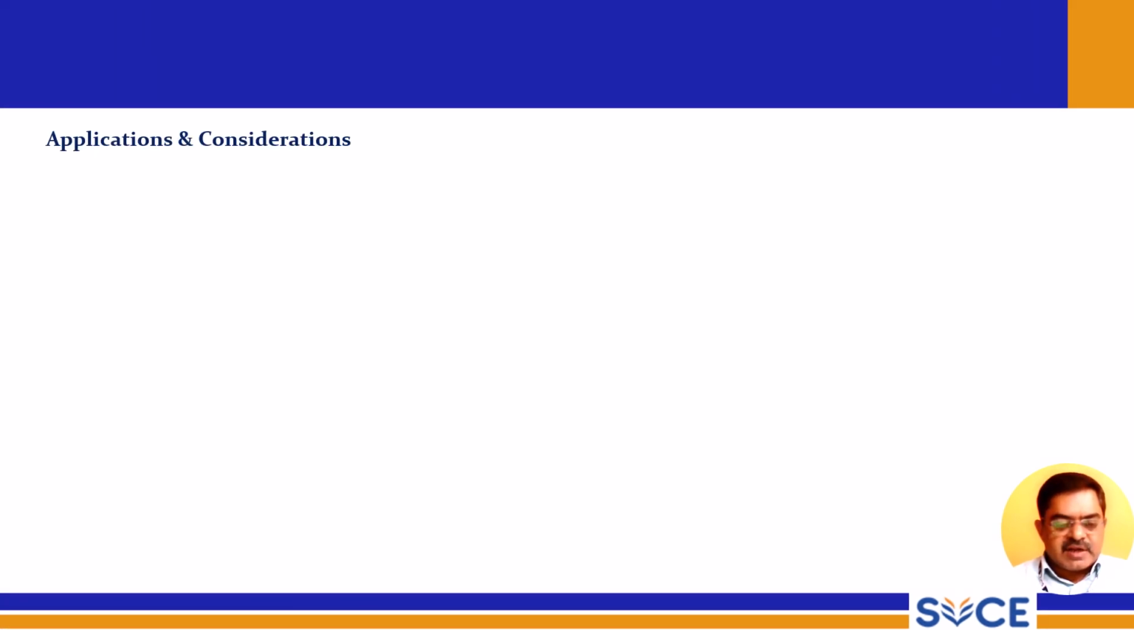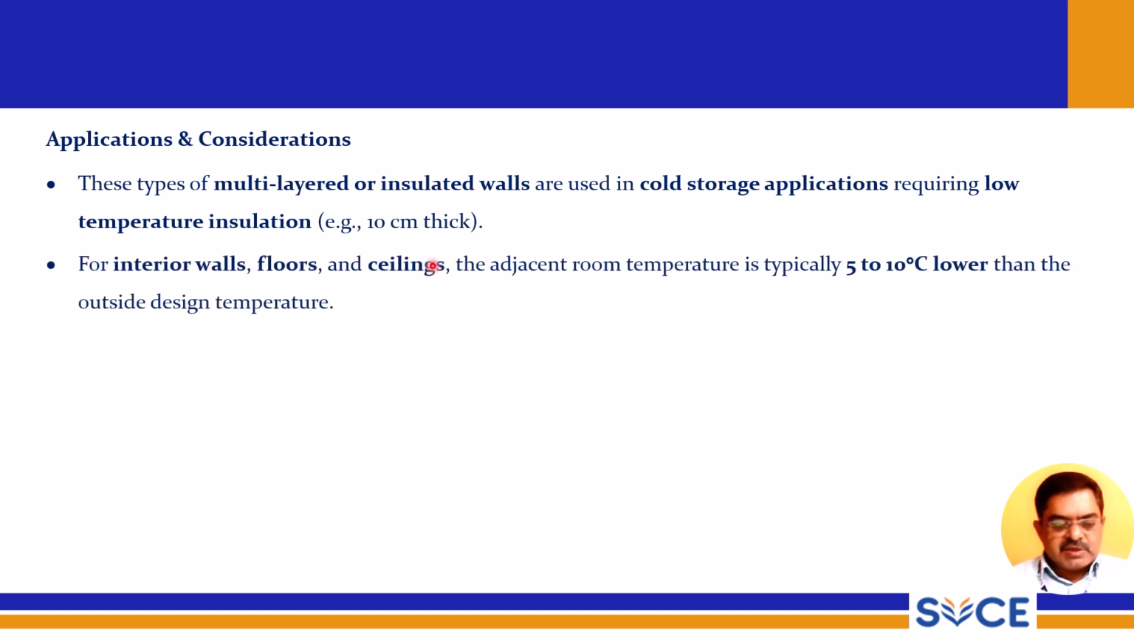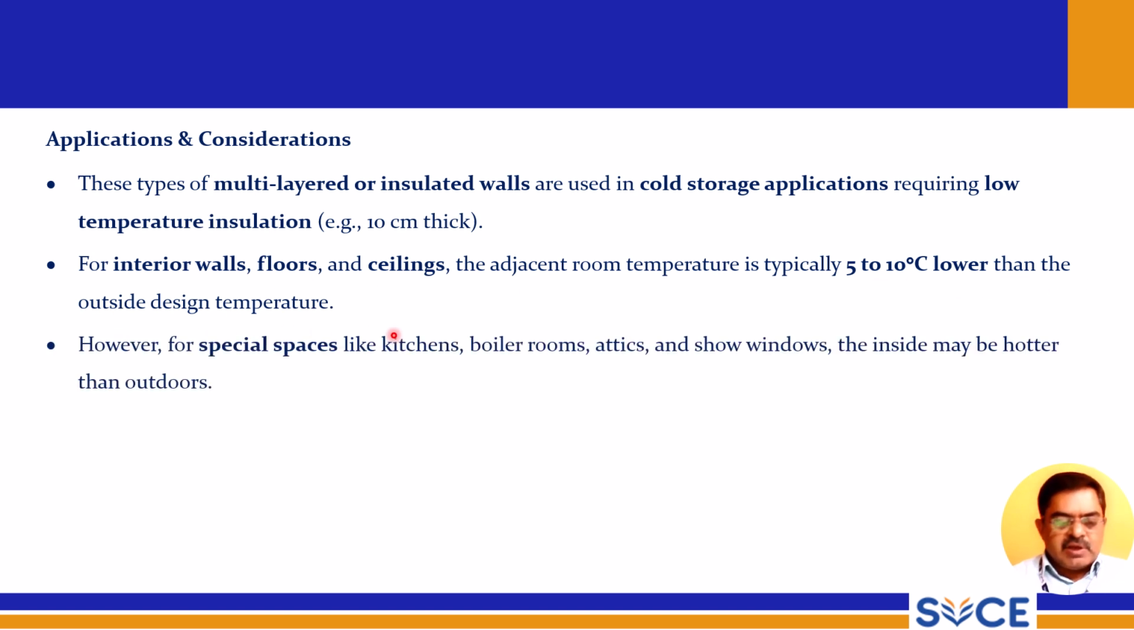Now applications and considerations. These types of multi-layered or insulated walls are used in cold storage applications that require low temperature insulation, about 10 centimeter thick. And for interior walls, floors and ceilings, the adjacent room temperature is typically 5 to 10 degrees Celsius lower than the outside design temperature. However, in special spaces like kitchens, boiler rooms, attics, and show windows, the inside may be hotter than the outdoors.